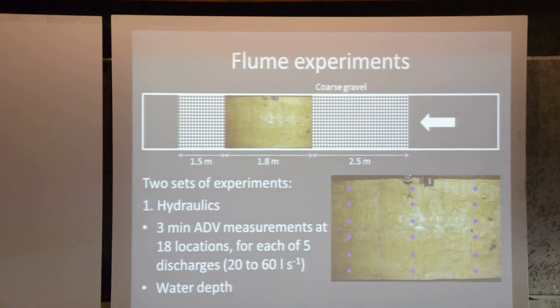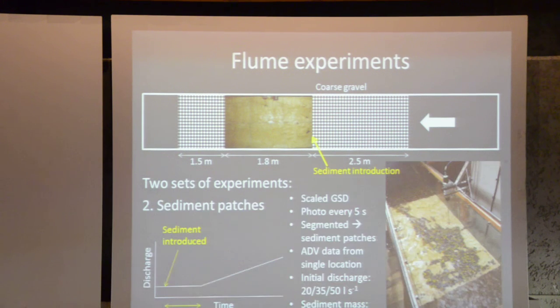Now at each of those locations, we've got three minutes' worth of ADV data, and we've also got the water depth that occurred in that location. So the second set of experiments actually introduced sediment into the flume in order to look and see where these sediment patches developed.